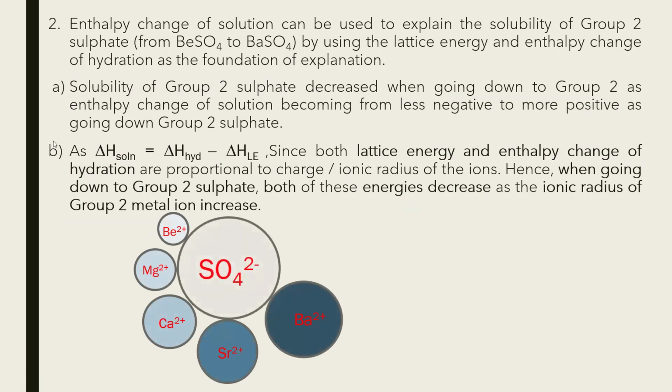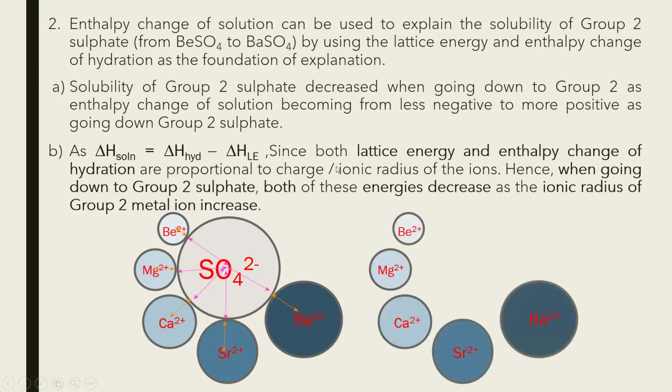Now, if you look at the large sulfate ions here, this is the distance between the sulfate ions, which is actually the same. Because the sulfate ion by itself is already very large, no matter whether you put beryllium, magnesium, calcium, strontium, or barium next to it, their interionic distance is not that much different, compared to when you consider hydration.